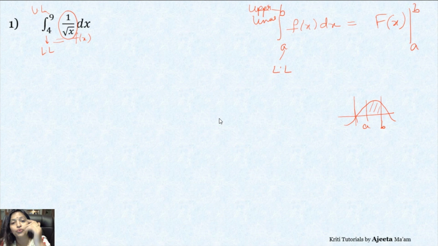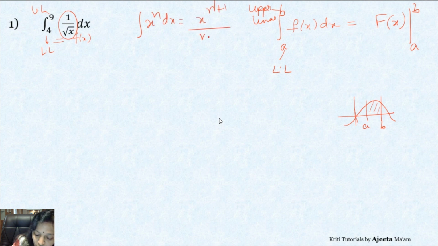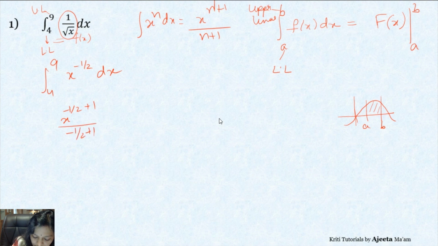So now 1 upon root x का integration कैसे calculate करते हैं आप? You calculate it with the formula of the power rule of integration, right? Which is x raised to n dx, what is it? x raised to n plus 1 upon n plus 1. Correct? Now here the power will become what? Integral from 4 to 9 of x raised to minus half dx. Now if I calculate it, I'll not put any integration sign anymore. So minus half plus 1, minus half plus 1, right? And now you have the limits from 4 to 9.